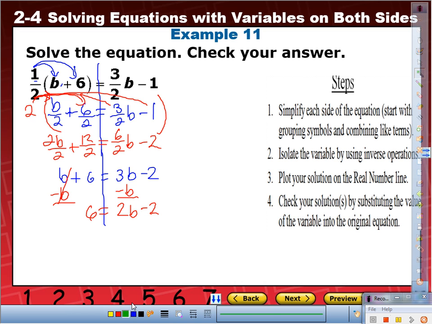So far, so good? From there, we need to get rid of this 2. So therefore, I add 2, add 2. We're left with 8 equals 2b. And at the end, I divide by 2, 4 equals b.